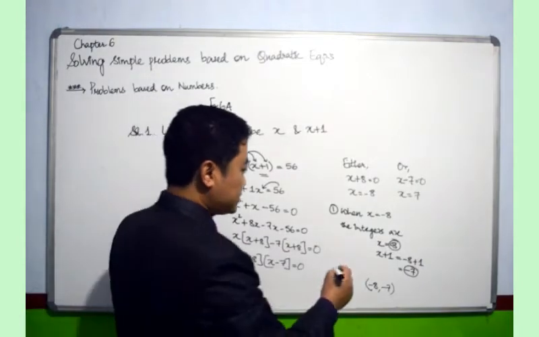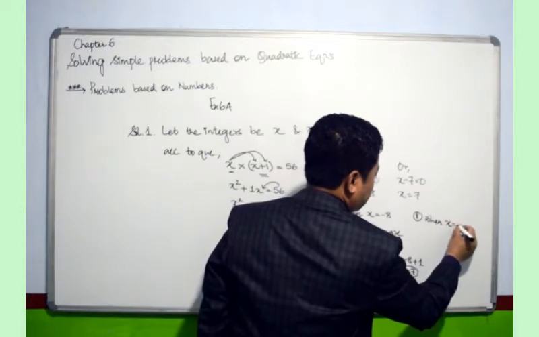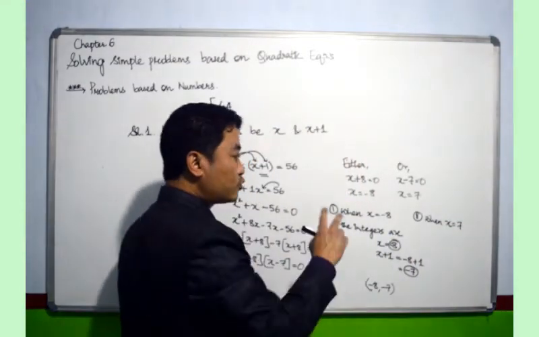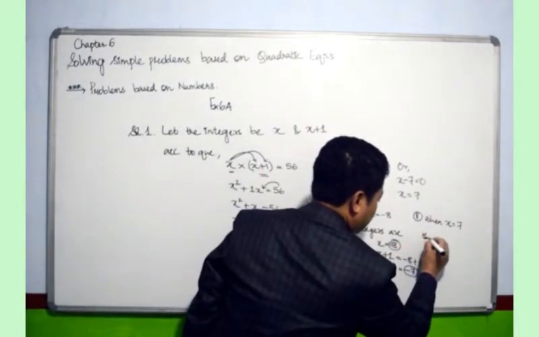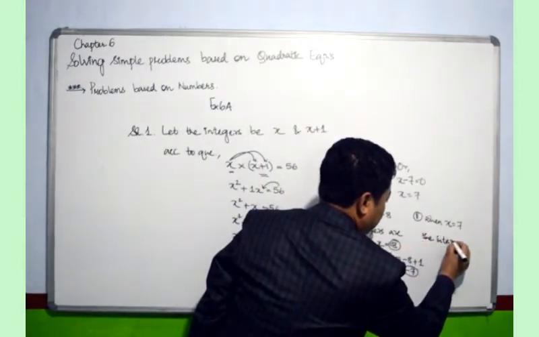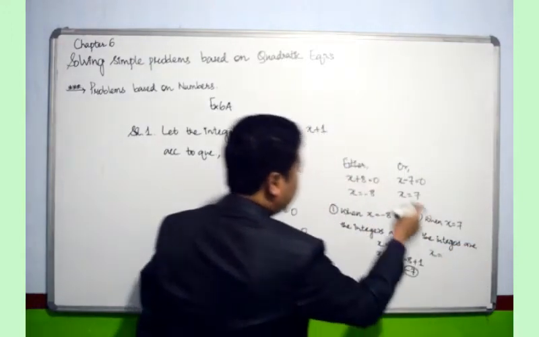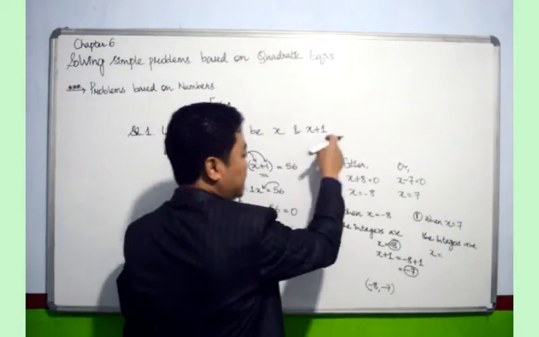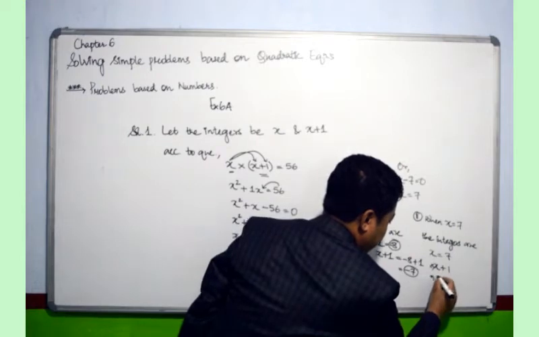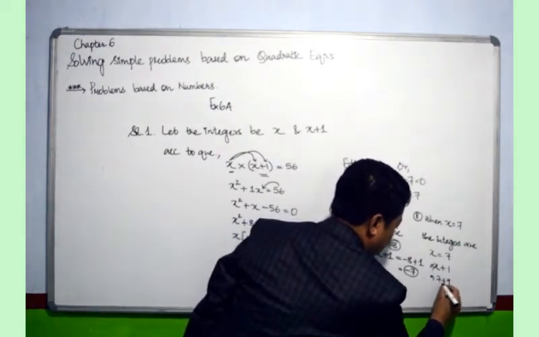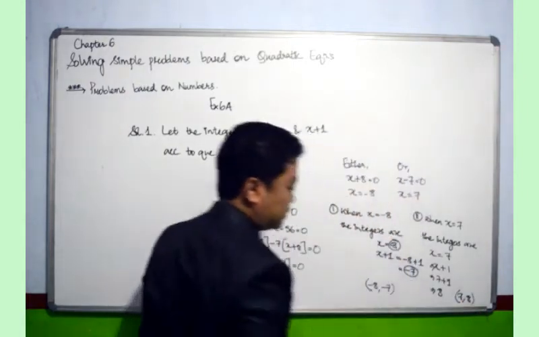Now again, go with the second one, when x equals 7, because we got two values of x. So when x equals 7, the integers are x and x plus 1, that is 7 and 7 plus 1, which equals 8. And we got another pair, 7 and 8.